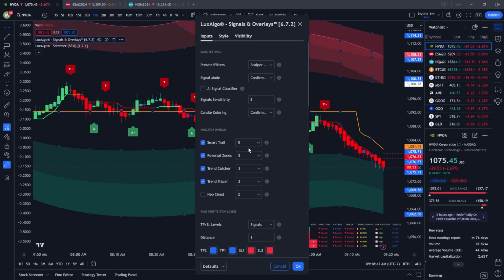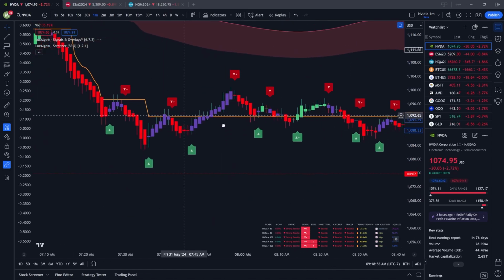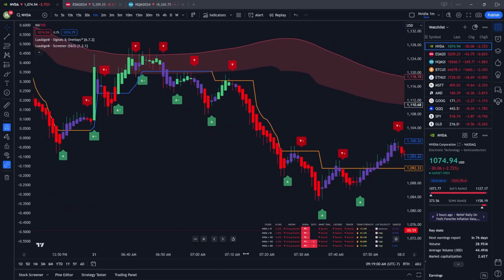It's good to have these as slow as possible. And then trend catcher 3 and trend tracer 3, they're on. But I'm going to turn off reversal zones and trend catcher and the scalper preset so I can show you basically the heart of the whole strategy. So this is basically how the strategy works.